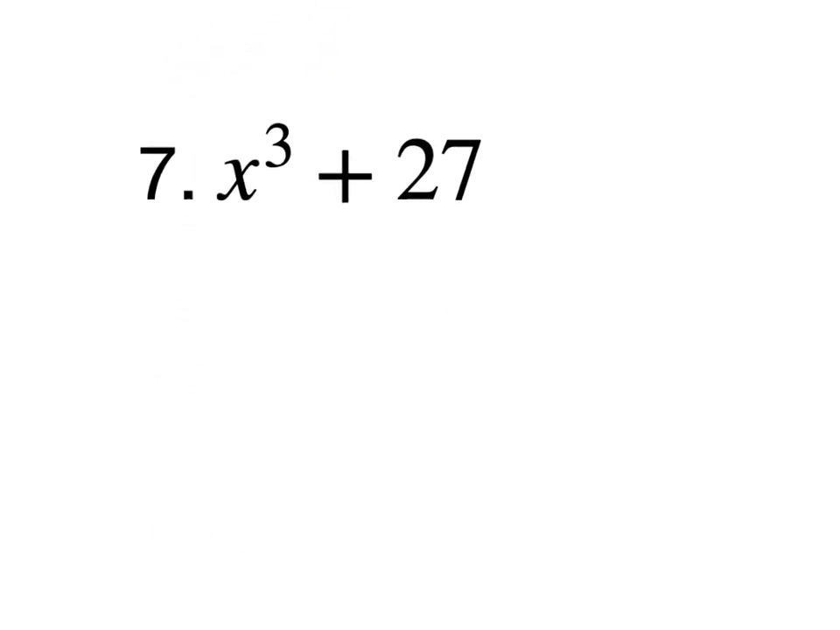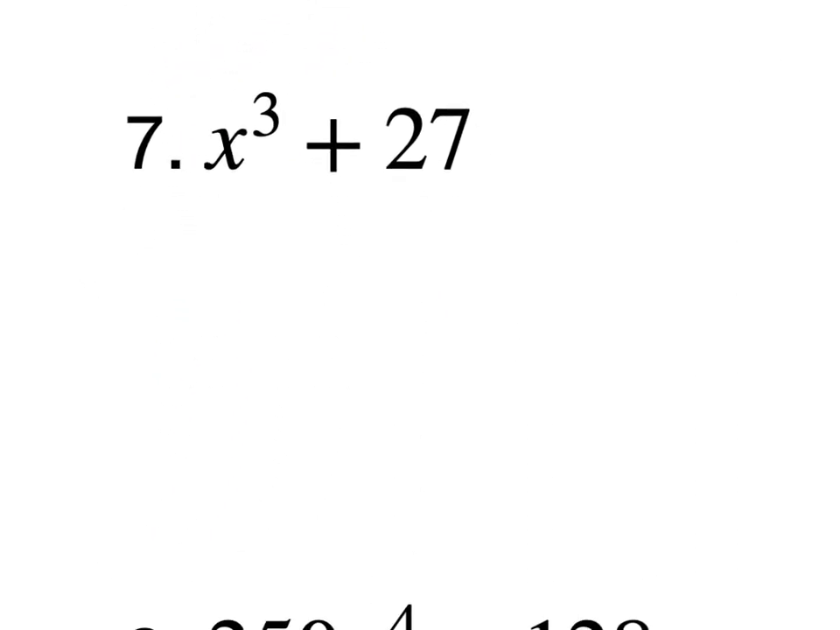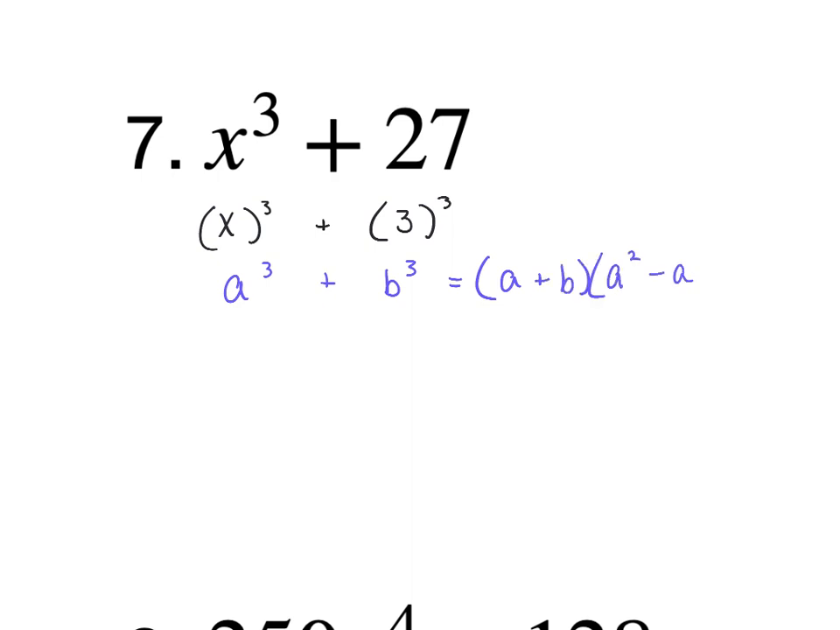Number 7 is a straightforward application of the sum of cubes. This is an x that's cubed, and this is a 3 that is cubed. Here's the formula. I will give you these formulas for the quiz. It's a cubed plus b cubed, and so it is a plus b times a squared minus ab plus b squared. That's just something we can memorize.